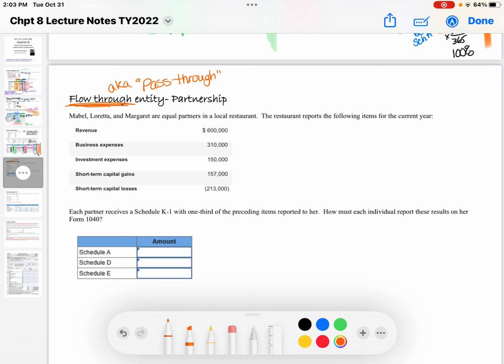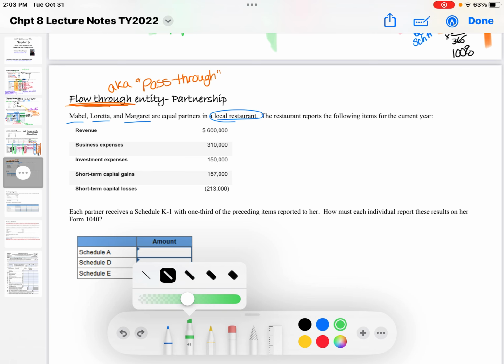Okay. But anyway, basically what it means is that the organization is going to file their tax return, and then it's going to pass through to the three, in this case, three individuals. So I've got Mabel, Loretta, and Margaret. It's a local restaurant, and here's the deal, pretty simple. They have income and expenses. Okay, we have income or revenue, and we have expenses.